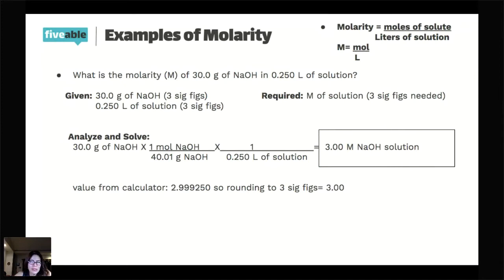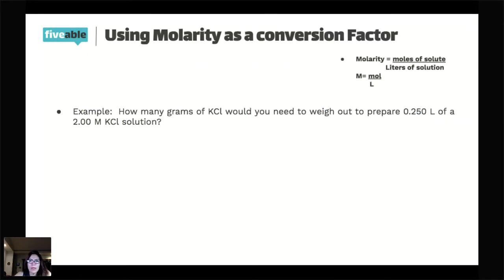Okay, any questions about this problem? Okay, let's move on. Another example of molarity, but now we're going to use molarity as a conversion factor. For example, if they ask you, how many grams of potassium chloride would you need to weigh out to prepare 2.50 liters of solution of a 2 molarity KCl solution.